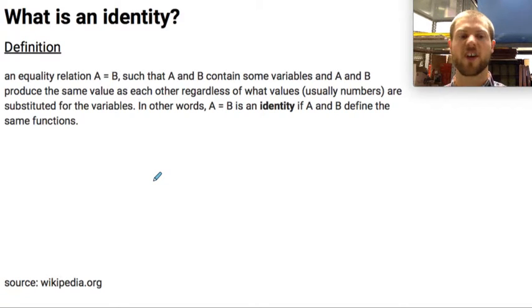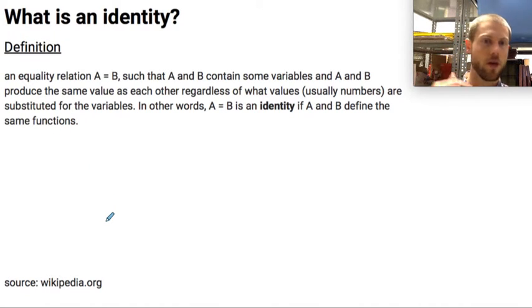So a classical definition is something like this. An equality relation A equals B, such that A and B contain some variables, and A and B produce the same value as each other, regardless of what values, usually numbers, are substituted for the variables. In other words, A equals B is an identity if A and B define the same functions. So that's a whole lot of words. Let me explain a little bit about what that means or show you some examples.